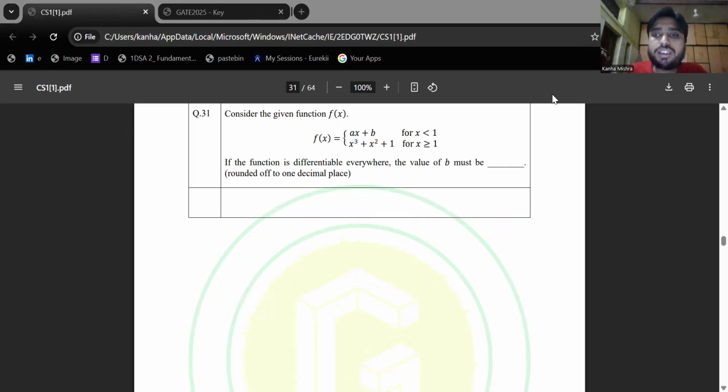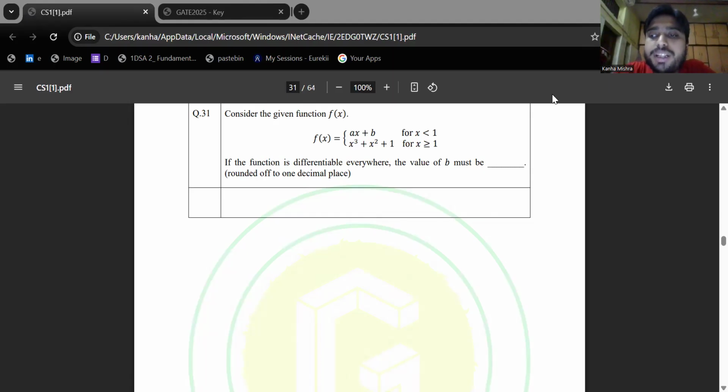Okay, so this is basically a piecewise function. It is a calculus prerequisite problem, and let's understand how to solve this. A piecewise function is defined when different expressions for different domains are present for a valid input x. So in this question, f(x) is equal to ax plus b for x less than 1 and x cube plus x square plus 1 for x greater than or equal to 1. The function has two definitions, one for less than 1 and another for greater than or equal to 1. Let's understand continuity.